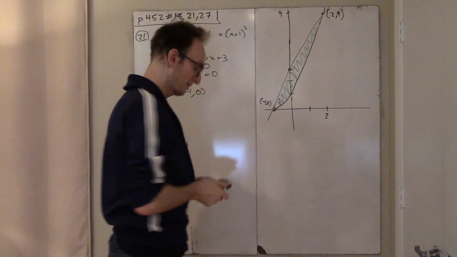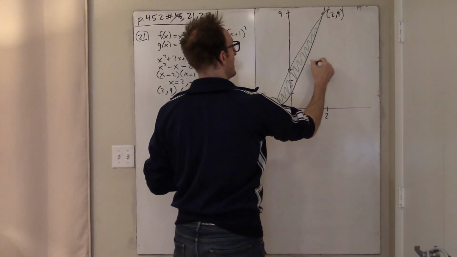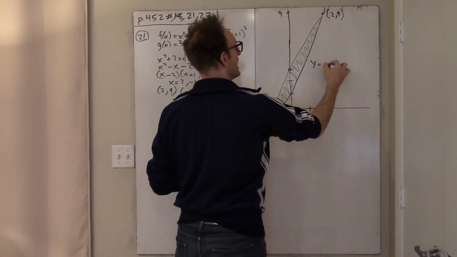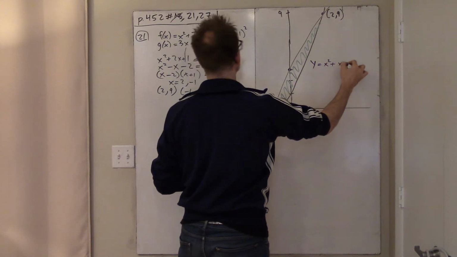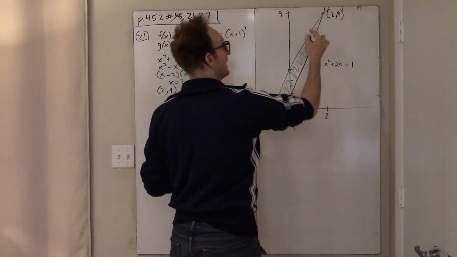So draw careful graphs, label your points of intersection, label this point is -1, 0, label your curves as well. What is this curve? It's y equals x squared plus 2x plus 1. And what's this curve?